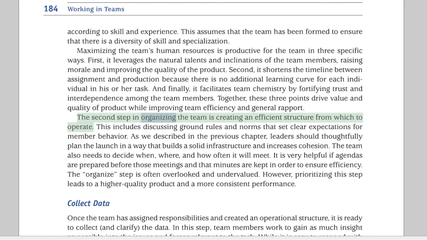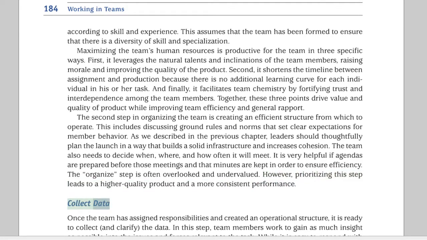The second step in organizing the team is creating an efficient structure from which to operate. This includes discussing ground rules and norms that set clear expectations for member behavior. As we described in the previous chapter, leaders should thoughtfully plan the launch in a way that builds a solid infrastructure and increases cohesion. The team also needs to decide when, where, and how often it will meet. It is very helpful if agendas are prepared before those meetings, and that minutes are kept in order to ensure efficiency. The organized step is often overlooked and undervalued. However, prioritizing this step leads to a higher quality product and a more consistent performance.